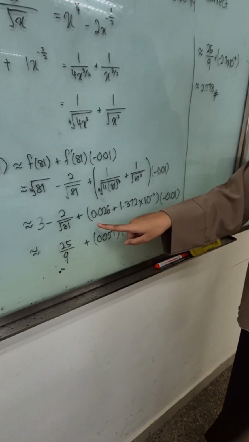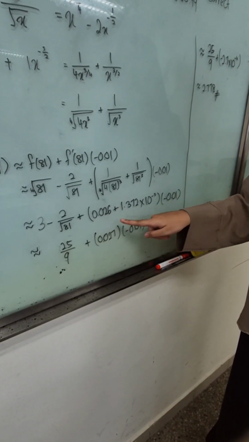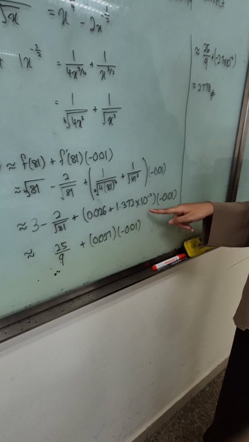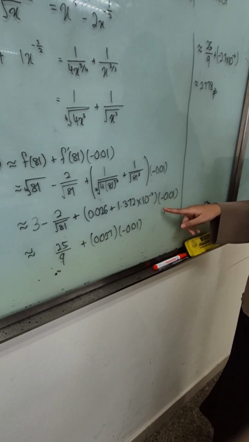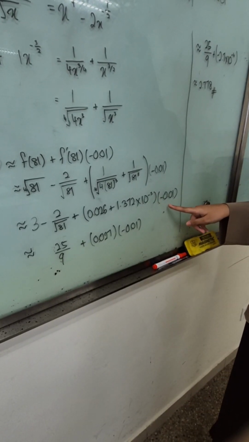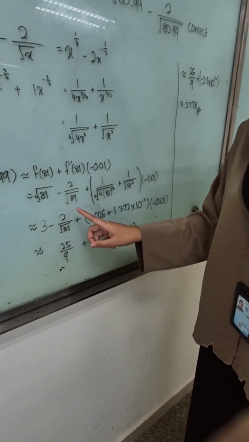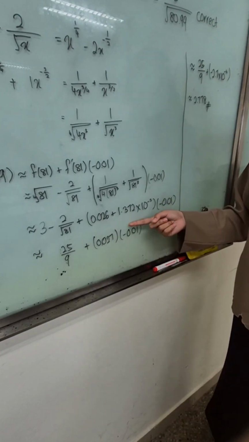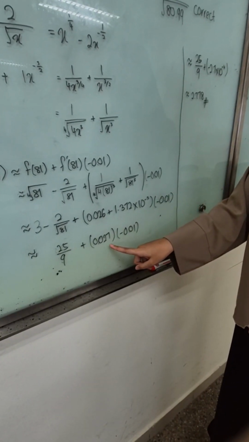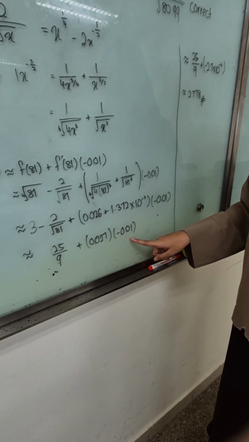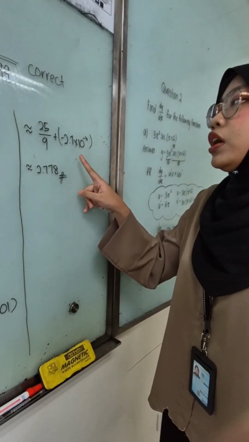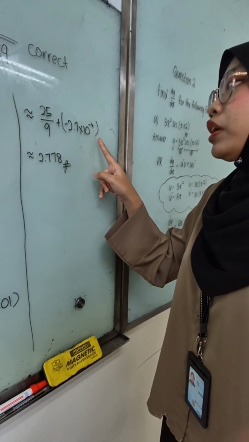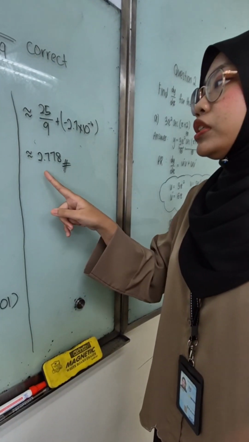We get 3 minus 2 over square root 81. Then we get plus 0.026 plus 1.372 times 10 with the power of negative 3. Then we times it with negative 0.01. We solve this, and then we get 25 over 9. Then we solve this, we get 0.027 times negative 0.01. We get 25 over 9 plus negative 2.7 times 10 with the power of negative 4. We add it, we get 2.778.